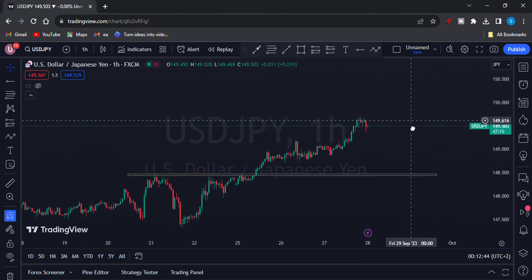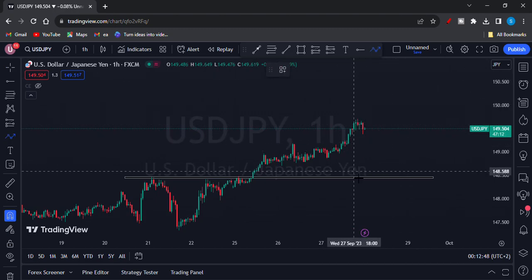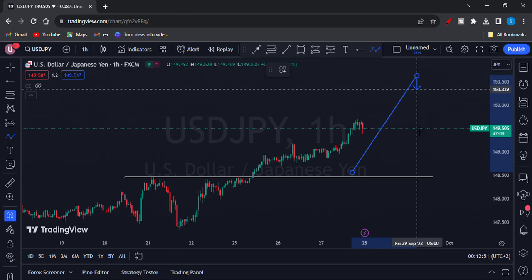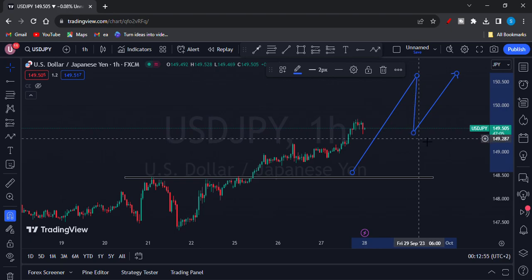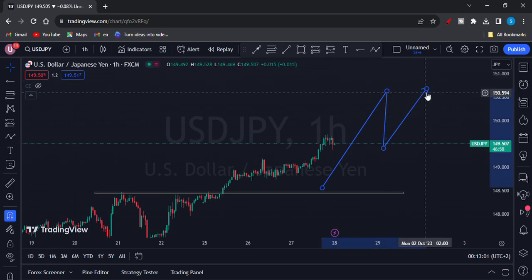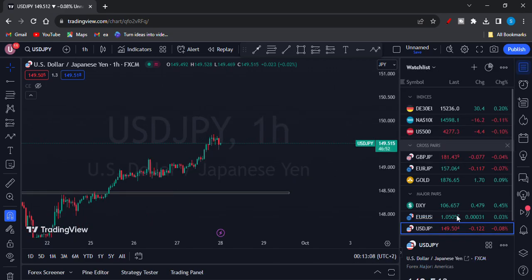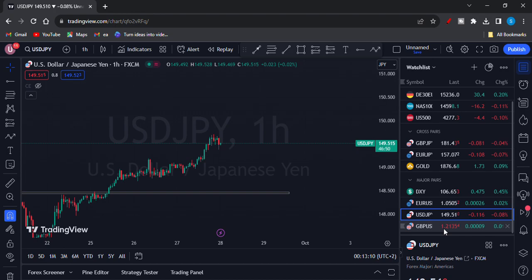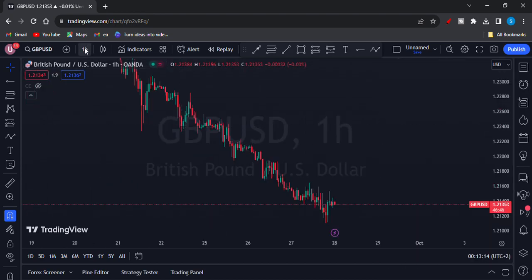So currently I'm just going to watch the market closely as it is going to push, and then we will look for something like a pullback, and then enter maybe around this, a pullback around these areas somewhere there. But at the moment there is nothing that I can further analyze for USDJPY. And then let's go to GBPUSD.